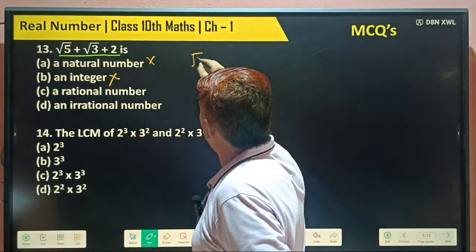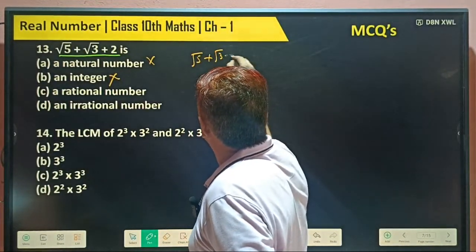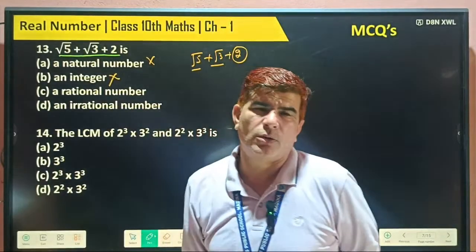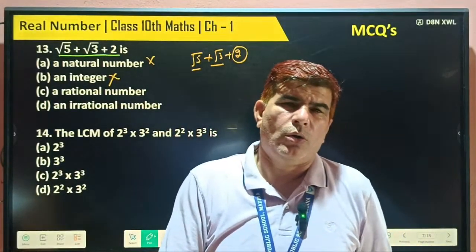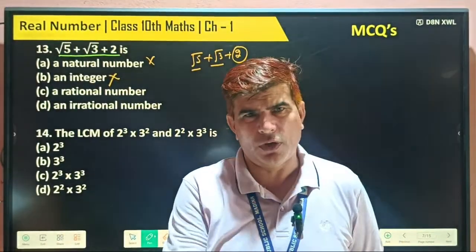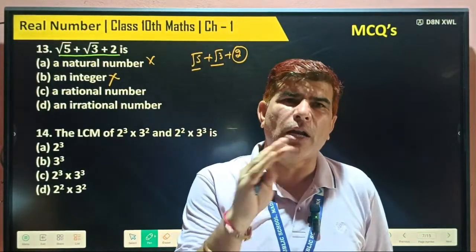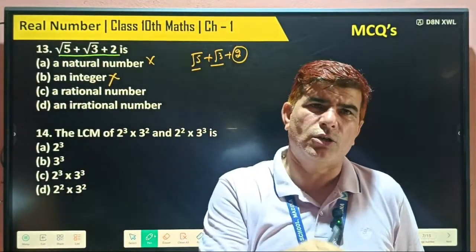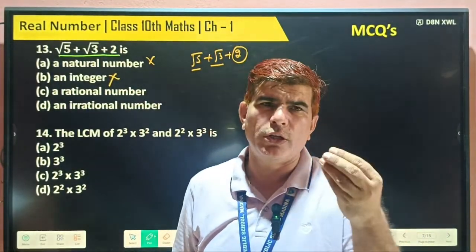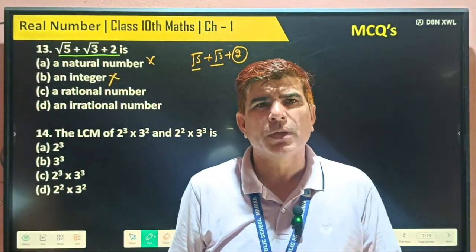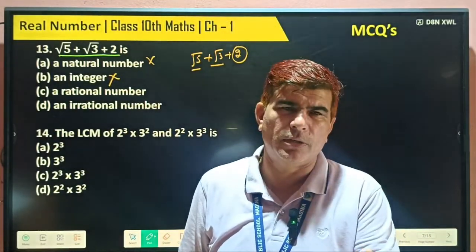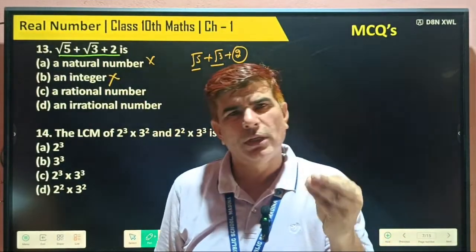So under root 5 plus under root 3 plus 2. Here 2 is a rational number, these are irrational numbers. All prime numbers under the root are irrational. And I told you there are 25 prime numbers lying between 1 to 100, so these all are irrational. Its meaning is not that only these 25 are irrational numbers. Between 1 to 100, there are infinite irrational numbers.